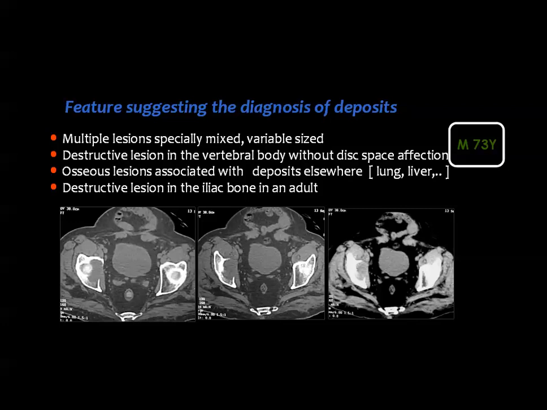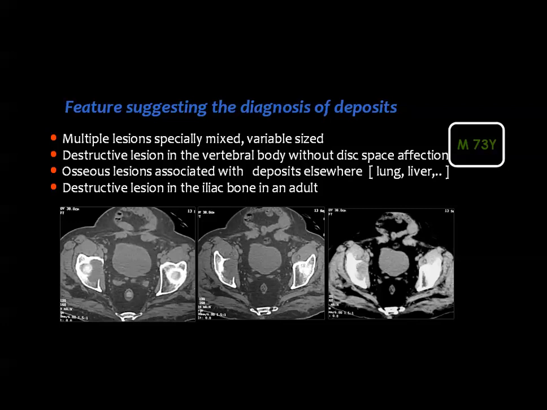But if you see lytic and sclerotic lesions, or you see sclerotic lesions and the lesions are of different sizes, then you know that you are dealing with metastatic deposits. Number two, if you see a destructive lesion in the vertebral body without affection of the disc space, because you know if there is destruction with involvement of the disc, you are dealing with an inflammatory lesion in the spine. But if there is destruction without affection of the disc, this most likely suggests the possibility of metastatic deposit.